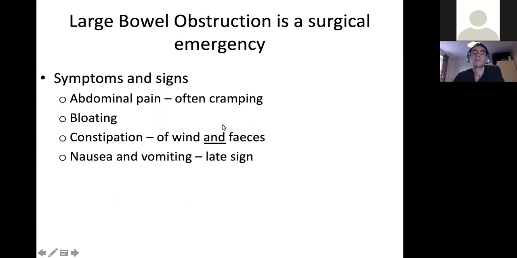Another type of bowel obstruction is large bowel obstruction, which is a surgical emergency. That's really because of the causes of the large bowel obstruction. Its signs and symptoms are essentially similar in terms of pain and bloating and constipation. However, nausea and vomiting is a late sign, obviously, in large bowel obstruction.